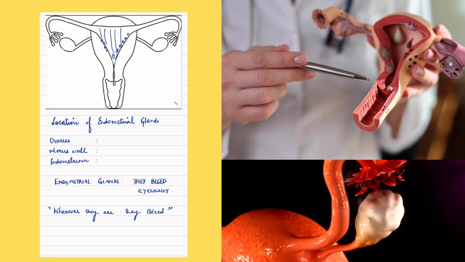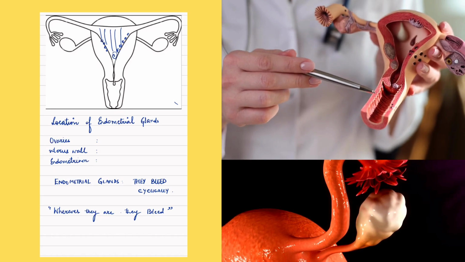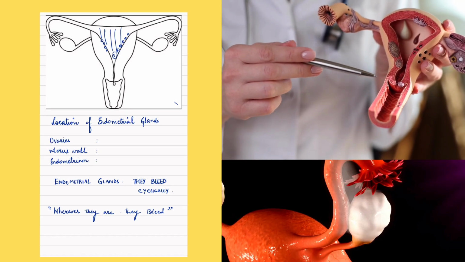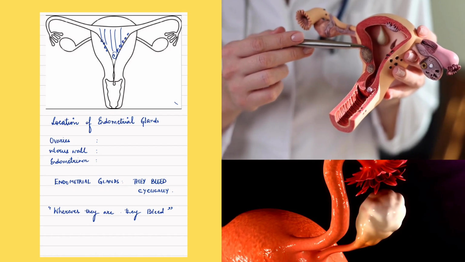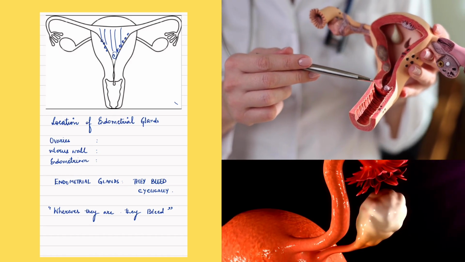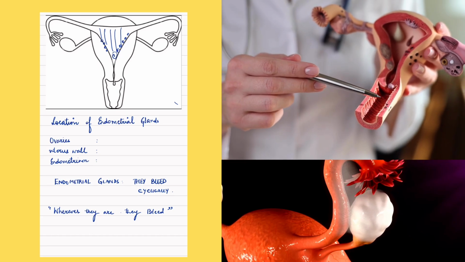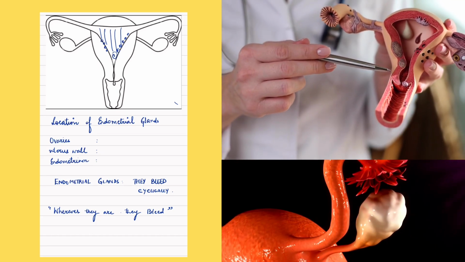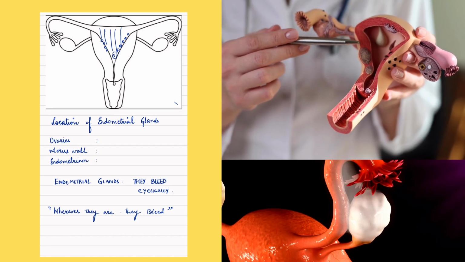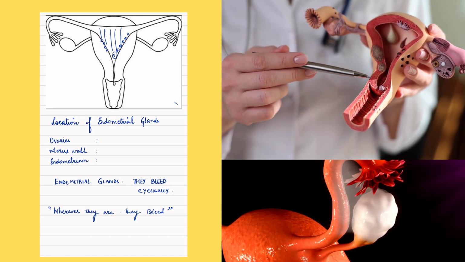They are always under the influence of hormones and they bleed. Wherever they are present, they will bleed cyclically like periods. For example, if you get endometrial glands in the nose, the nose will bleed cyclically. It's a very bizarre example I have given, but it's to make you understand. Like if it's on your finger, endometrial glands will bleed there, because they are supposed to bleed cyclically under the influence of hormones.